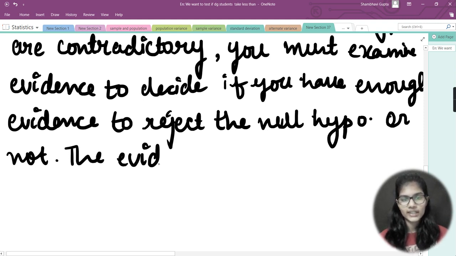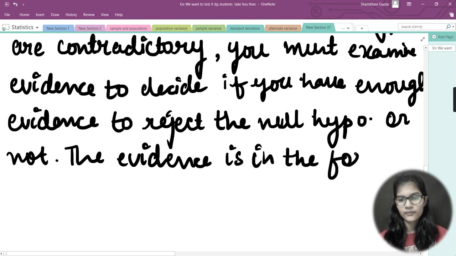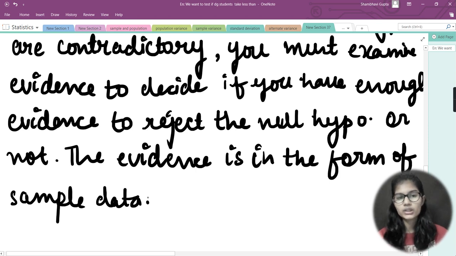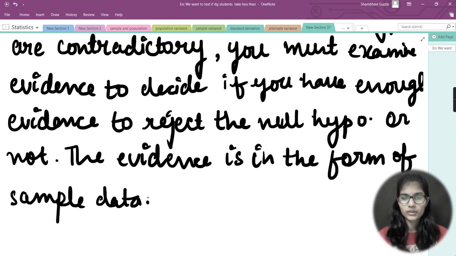So the evidence is in the form of sample data, right? After you have found out everything regarding the null hypothesis and the alternate hypothesis, you need to decide whether you have enough evidence to reject the null hypothesis or not. That evidence will be in the form of sample data.